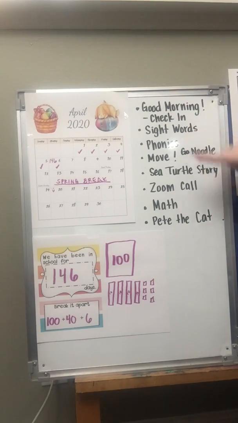We're going to do some phonics. For phonics, we've got words that have the OI or the OY. They make the OI sound. And then I want you guys to move your bodies. I'm going to send you some GoNoodles. And I found this really fun Super Mario Brothers Just Dance video that I'm going to send you.